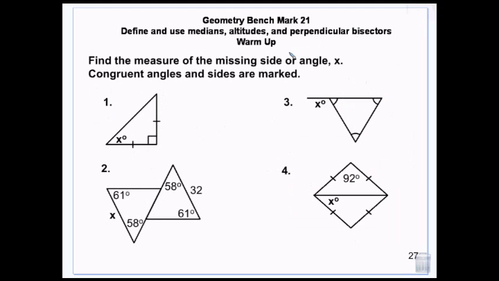We have the isosceles triangles. So if these 2 sides are the same, then these 2 angles are the same. So if this is x, this is also x. And what I have is 90 degrees and then x plus x, and triangles add up to 180. So 2x is going to be 180 minus 90. So 2x is going to be 90. So x will be 45.